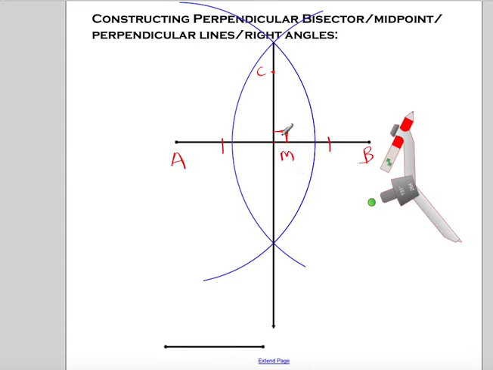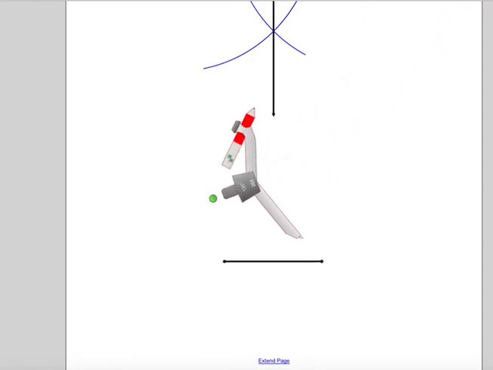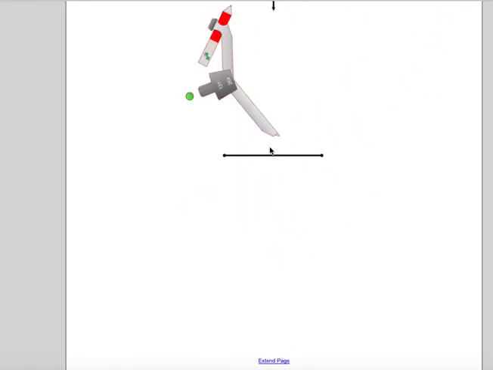And we've got our perpendicular lines, we've got our congruent segments, we've got our midpoint. So here we made a perpendicular bisector. I'm going to do another one on this short segment, just to go over it again.